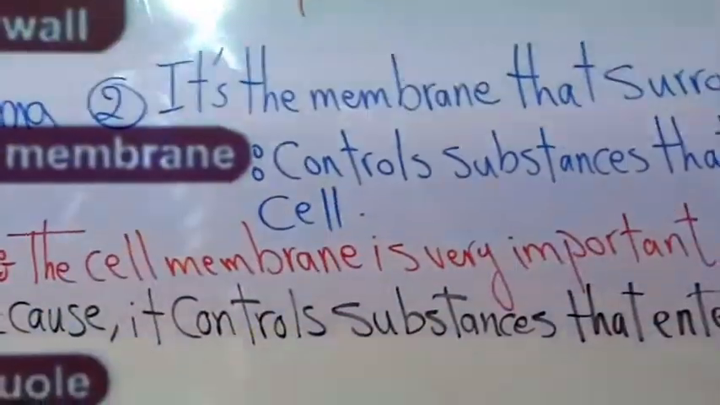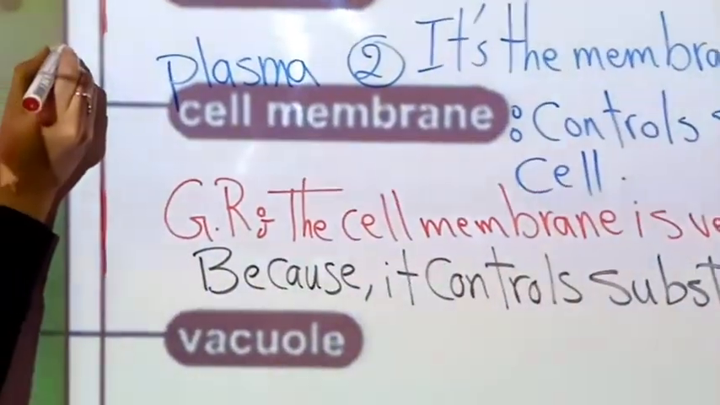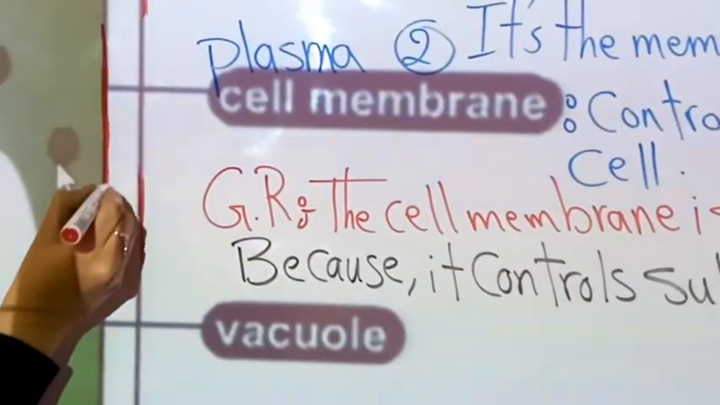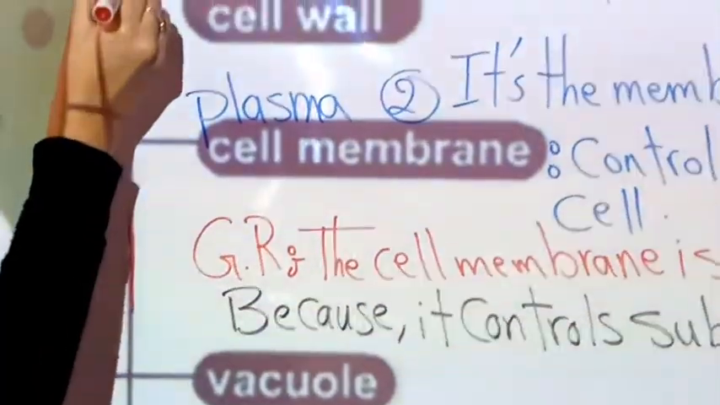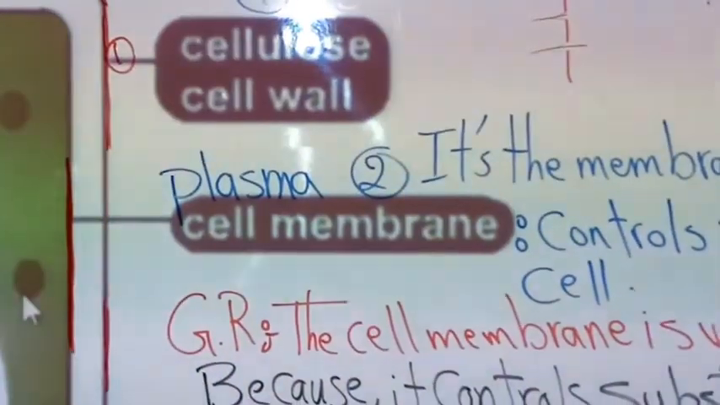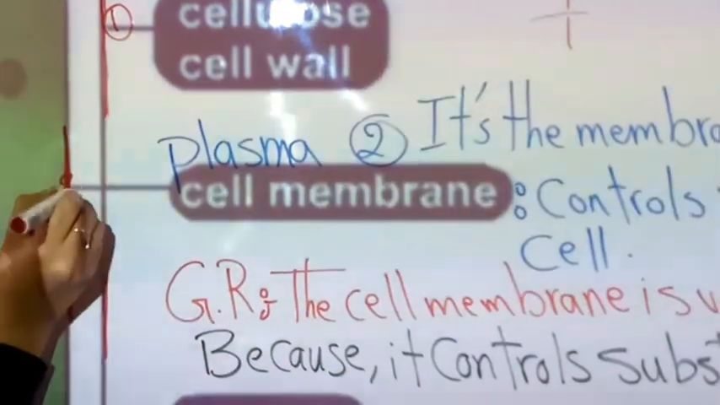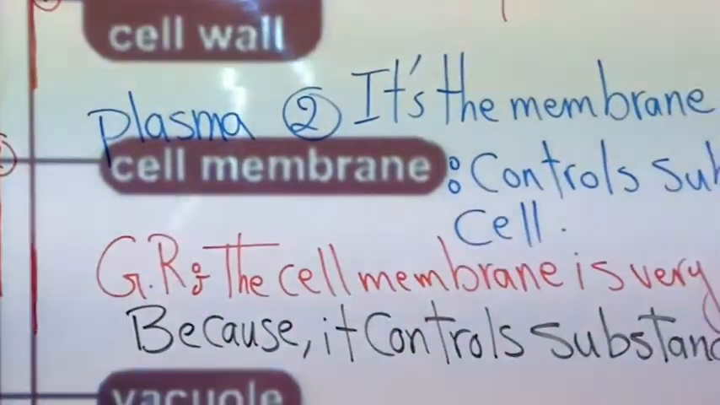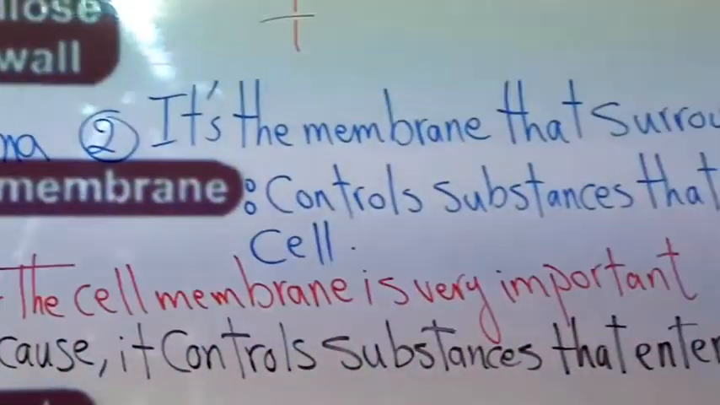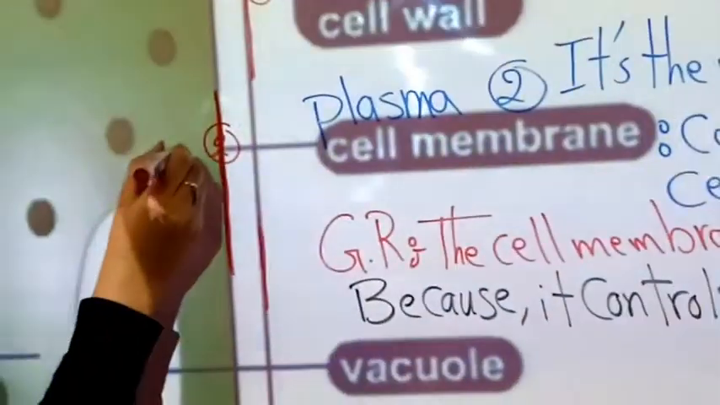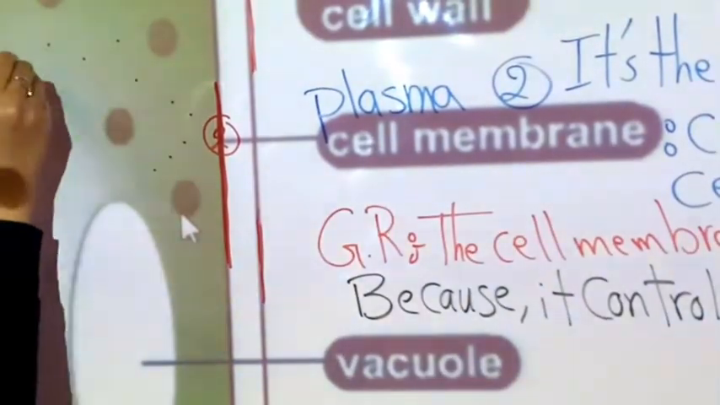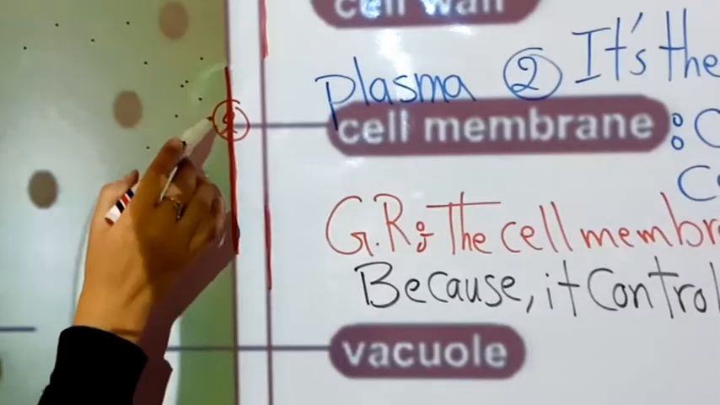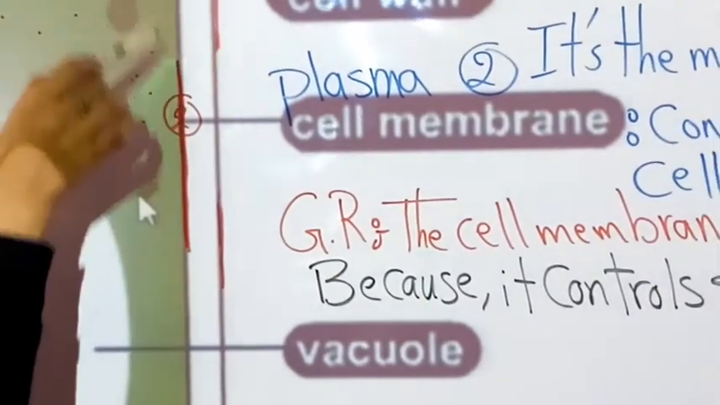Where is the cell membrane? It's the second line from inside the cell. So first, this is the cell wall, and second, this is the cell membrane. The cell membrane is the membrane that surrounds the cytoplasm. Where is the cytoplasm? Cytoplasm is the fluid or liquid inside the cell. The cell membrane surrounds it.